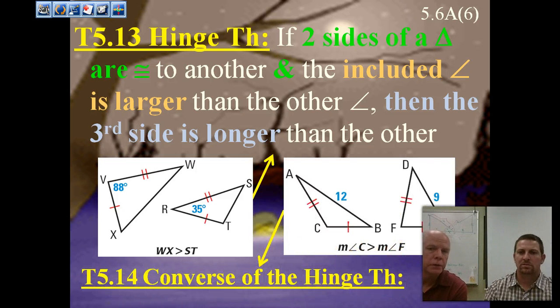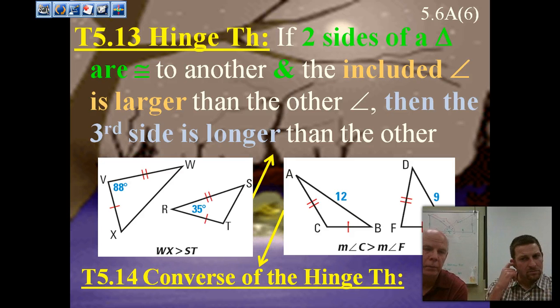So the converse also works. The converse of that theorem says that if you know we have 2 sides congruent in one triangle to 2 sides in the other triangle, and you know the opposite side is longer, so in this case the side opposite angle C is 12 compared to the side opposite angle F, which is 9, that means that angle C has to be a bigger angle than angle F, even though the sides on either side of the angles are congruent. That angle has to be greater if the side opposite it is greater. And so the theorem works both ways.